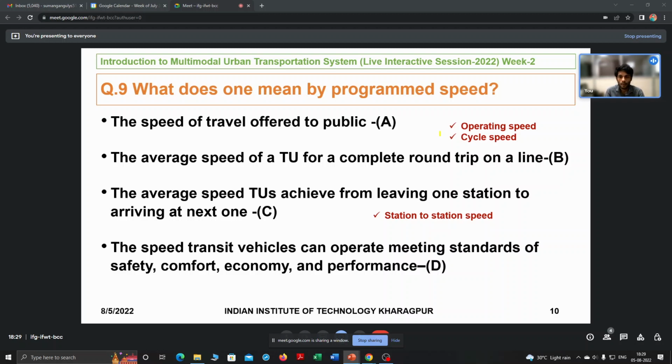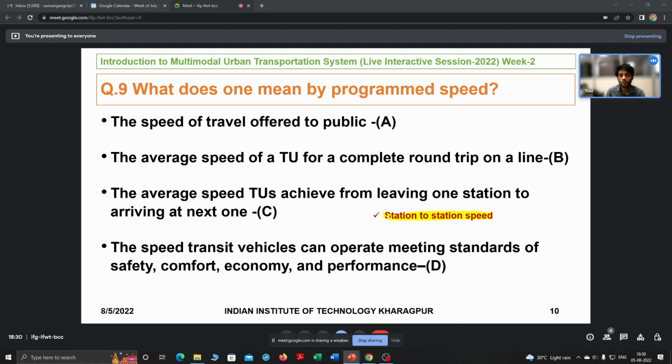The third one is the average speed that a transit vehicle achieves from leaving one station to arriving at the next one. So what is this? If at a particular bus stop the bus starts departing, and at the immediate next stop the bus just stops, what is the speed between this point and this point? It is nothing but the running speed. Here it is not station to station speed, because it is leaving from one station and arriving at the next one, so it is running speed. So this is not true actually. It should be running speed, right?